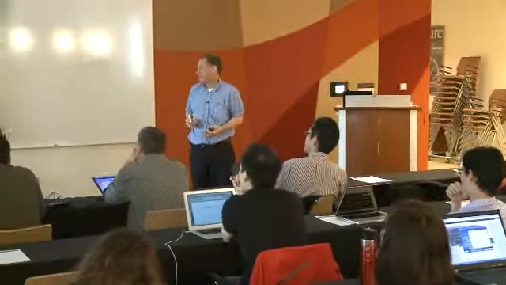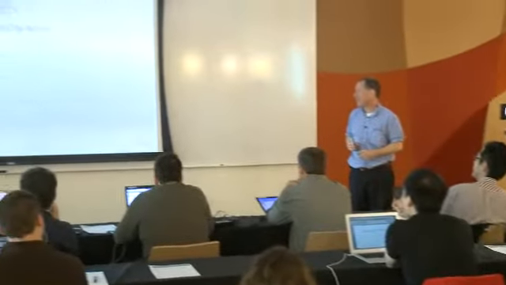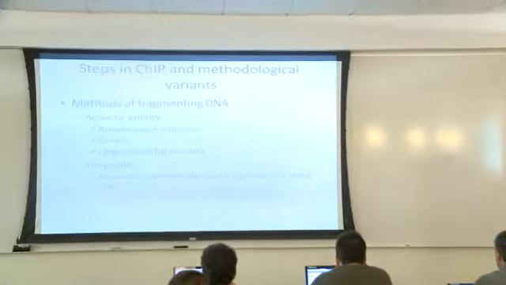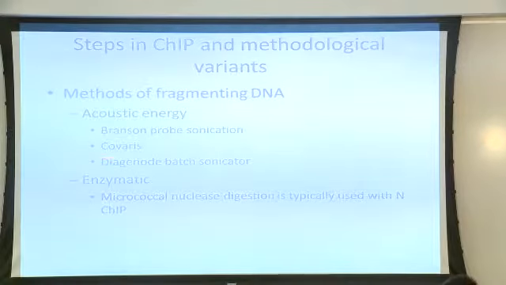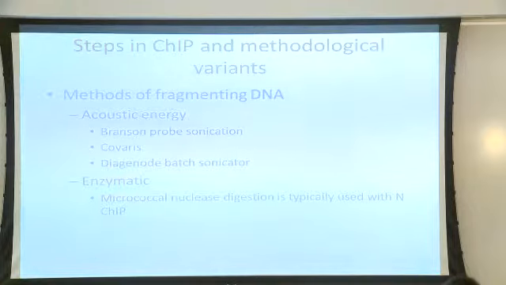So, methods of fragmenting DNA. There's acoustic energy in some form. For a long time, people have favored Branson probe sonicators. We're in the process of transitioning to using the Covaris instrument to sonicate our chromatin. We still have a Diagenode batch sonicator, which some people still come into our lab and use. We found it very irreproducible. So that's a personal preference.